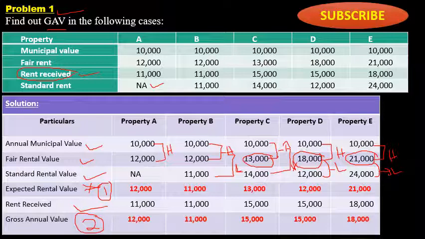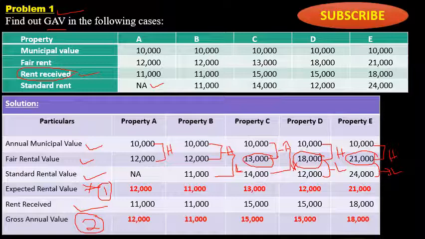See, there are two provisions for the calculation of gross annual value. First one, expected rental value or rent received, whichever is higher, whenever there is no vacancy period and unrealized rent. Expected rental value or rent received, whichever is higher, if there is no unrealized rent and vacancy period, then higher of those two is considered as the gross annual value.